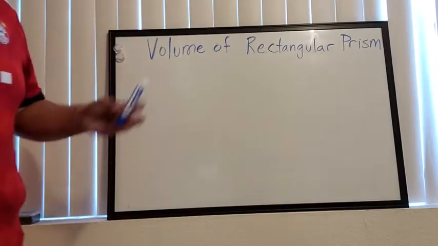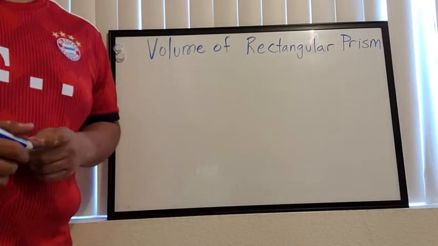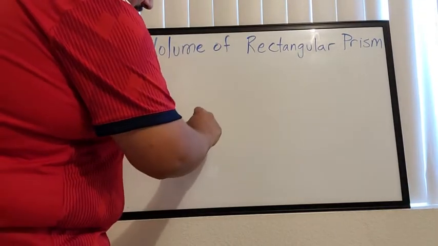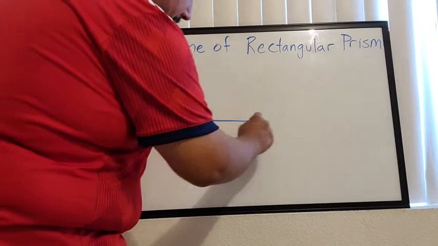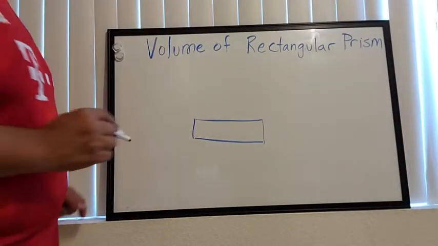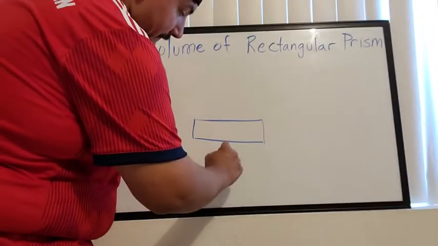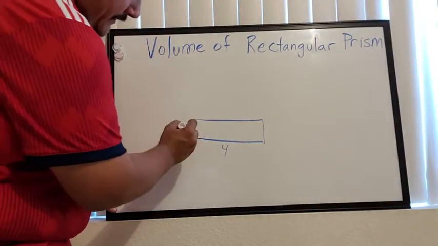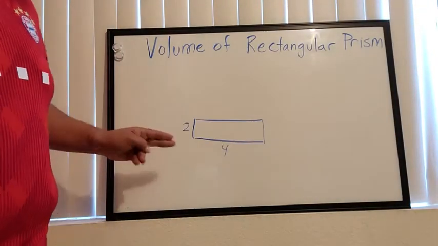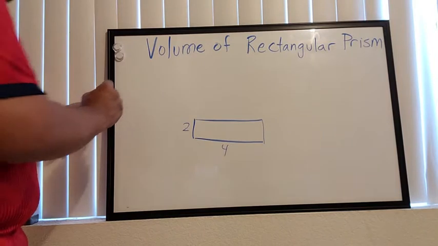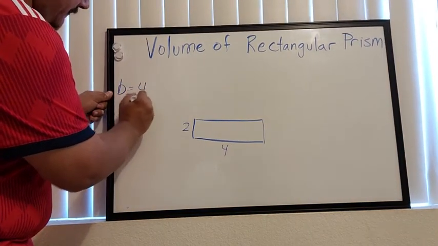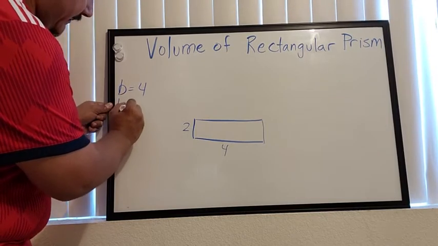Hello boys and girls, today we're going to be covering the volume of a rectangular prism. But before we get into the volume, let's start with finding the area of a rectangle. A rectangle can be 4 by 2. It means that the base is 4 and the height is 2.